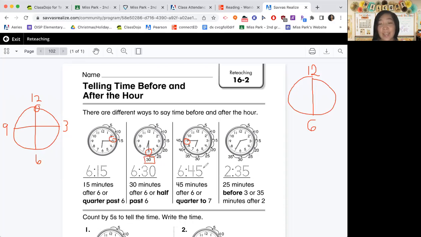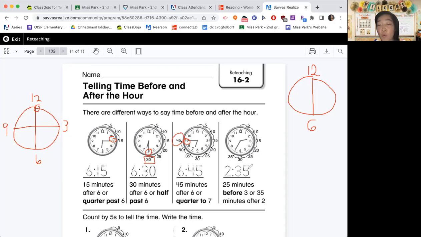Now, if someone says it's a quarter to 7, that means it's almost 7. It means that there are 15 more minutes until it's 7 o'clock. So 15 minutes before 7 o'clock would be at the 9, and the 9 would be 45 minutes. So that means it's 45 minutes after 6, or it's 15 minutes till 7, or a quarter to 7.